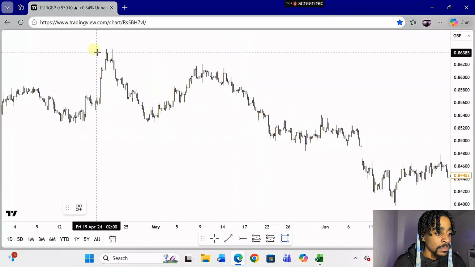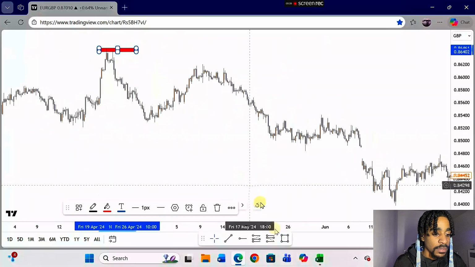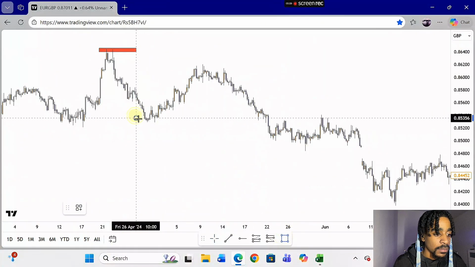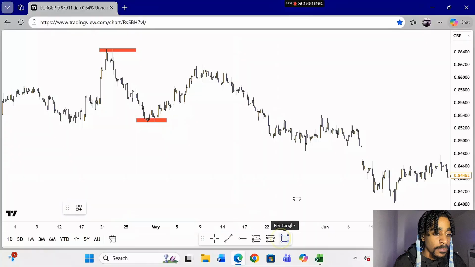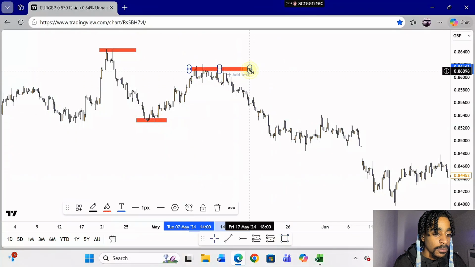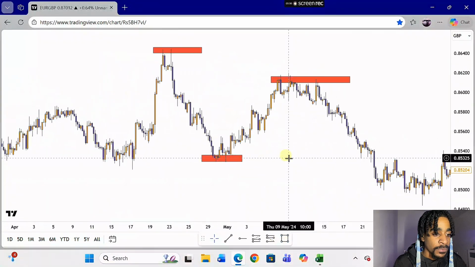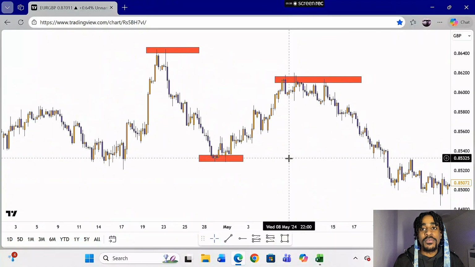So we have this over here, this high, this low, this high. And if you guys are wondering what I'm looking for, all I'm looking for is I want to see changes in price action. So if price is going up, I want to see price then go down. Or if price is going down, I want to see price then go up. So it's just a shift in the trend and the overall direction of price action itself. That's all I'm looking for.